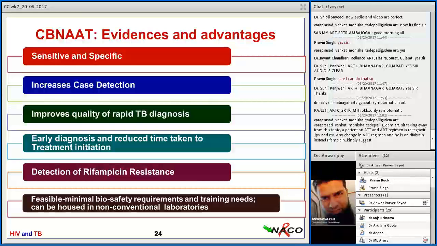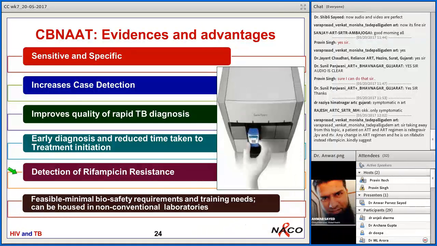CBNAT stands for cartridge based nucleic acid amplification test, commonly called GeneXpert, but that is a misnomer because it is a brand name. The name of the test is CBNAT, so we should say CBNAT. It is very sensitive and specific. It detects not only the organism but also rifampicin resistance, which will help us to treat this patient with first line or second line anti-TB drugs.